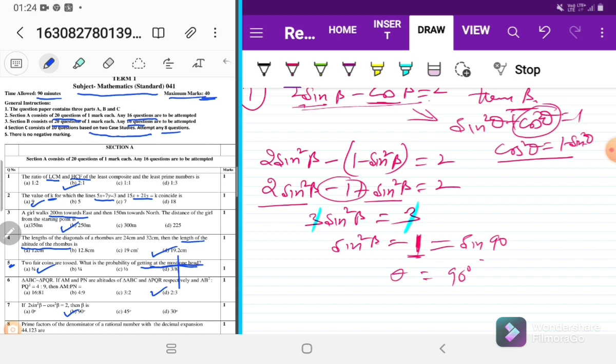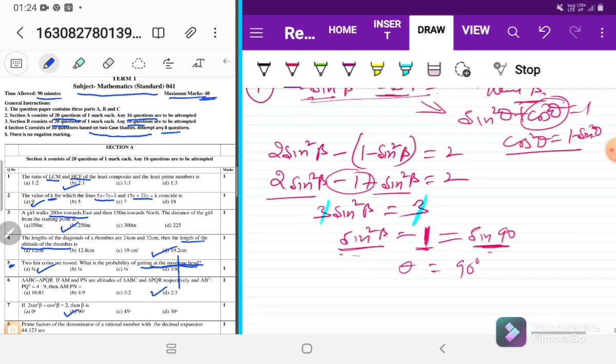This way you can find it out. Got it? If sine square is 1, we can say that sine theta will be 1. So sine theta equal to 1 means what? Sine 90. That way.